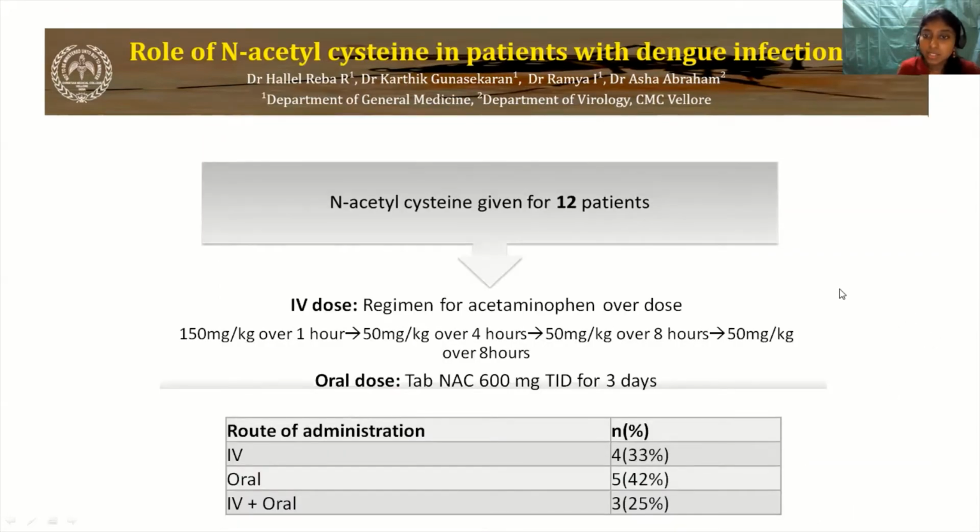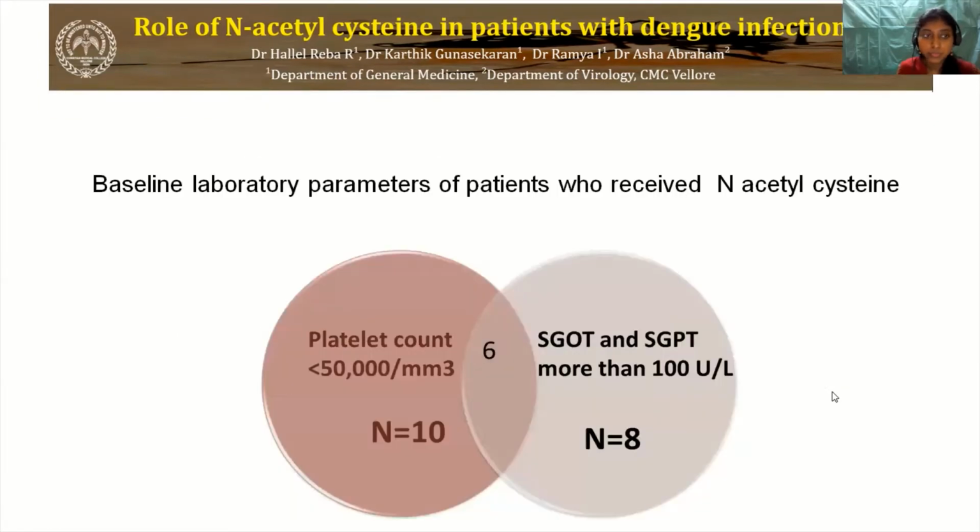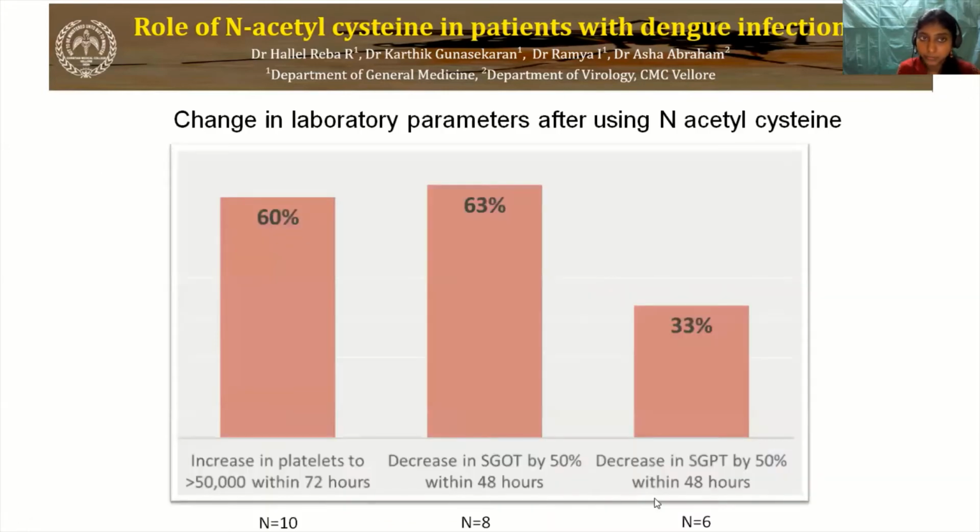N-acetylcysteine was given to 12 patients. For patients with severe hepatitis, we followed the paracetamol overdose protocol. And for patients who were able to tolerate orally, we gave oral N-acetylcysteine. These were the baseline laboratory parameters of patients who received N-acetylcysteine. 10 patients had a platelet count less than 50,000. 8 patients had SGOT, SGPT more than 100. And 6 of the patients had both thrombocytopenia plus hepatitis.